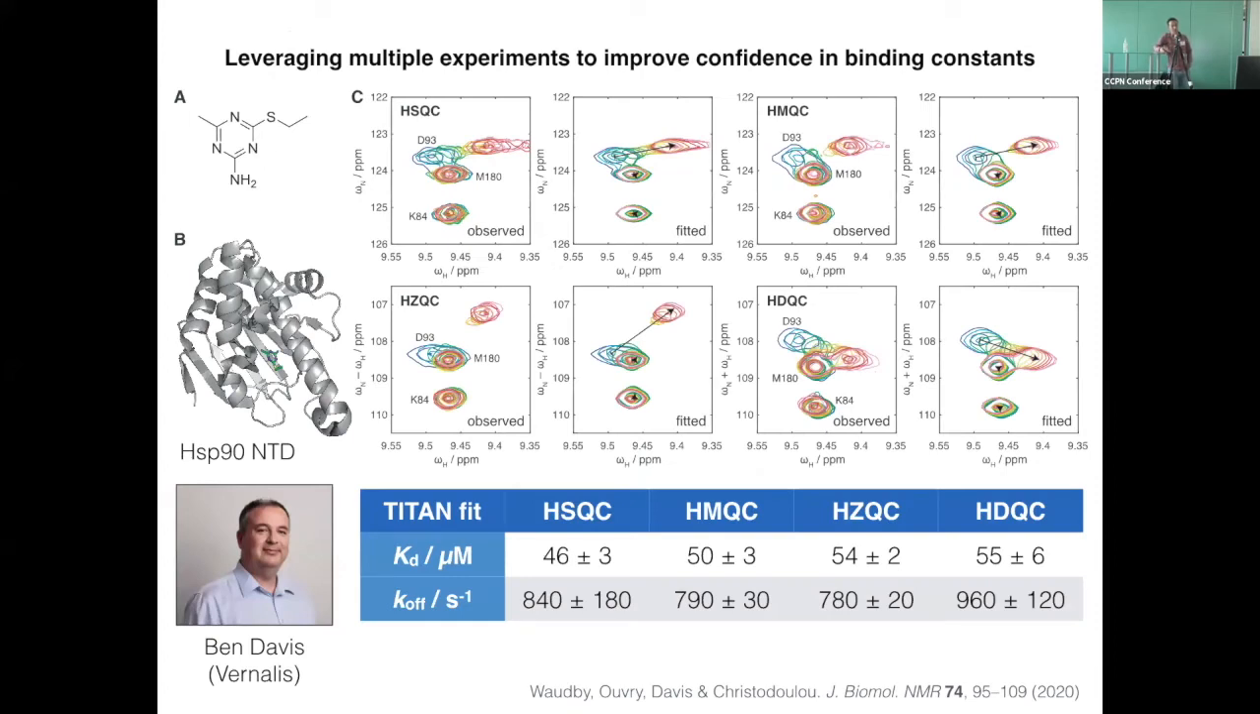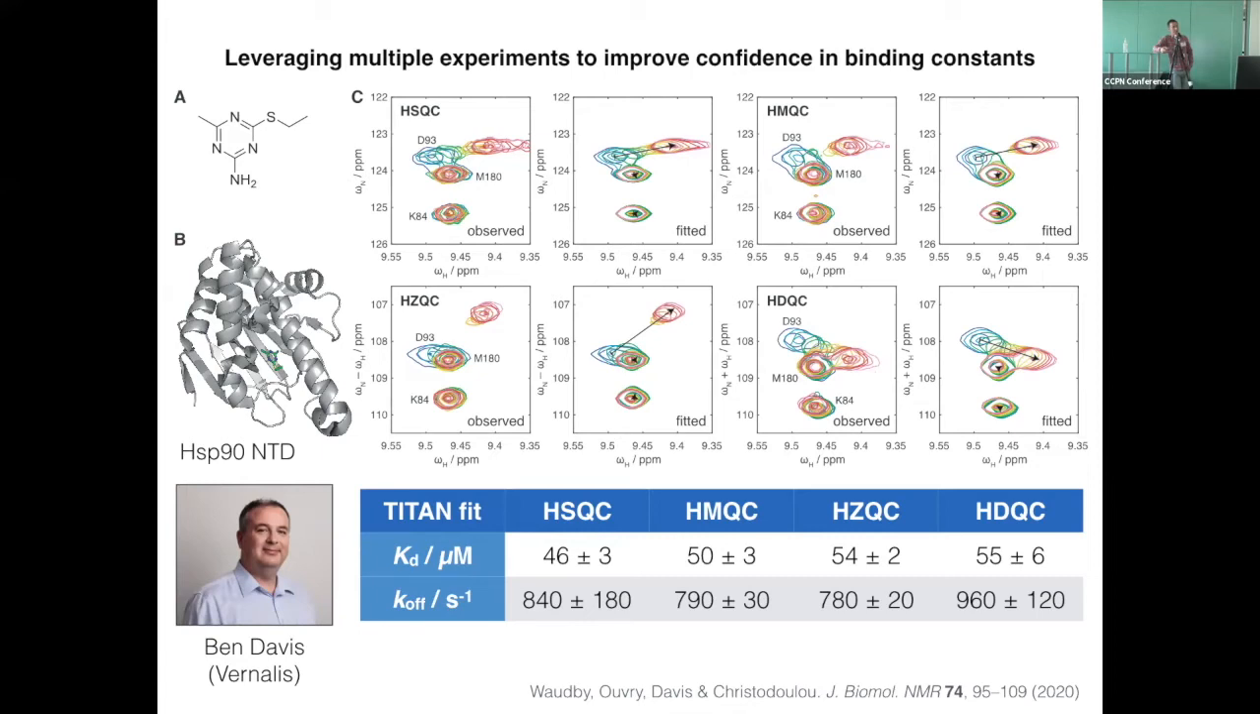So this was a collaboration with Ben Davis at Analyse. We looked at the binding of a small molecule to the N-terminal domain of HSP90. We recorded this using HSQC titrations in the top left, HMQC in the top right, and then also these component zero and double quantum correlation experiments. And what we can see from this, focusing on this D93 resonance, is that the HSQC shows a little bit of broadening along the way.